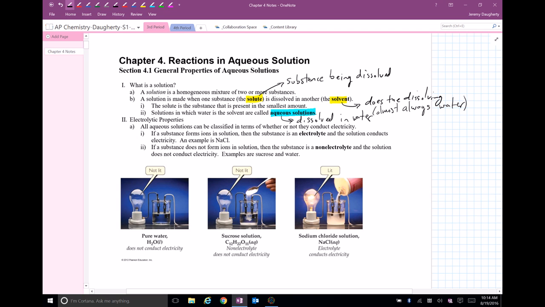Okay, if something dissolves in water, it's either an electrolyte or a non-electrolyte. If it doesn't dissolve in water, then it's neither. Both electrolytes and non-electrolytes have to dissolve in water. So we have electrolytes, which allow the solution to conduct electricity.